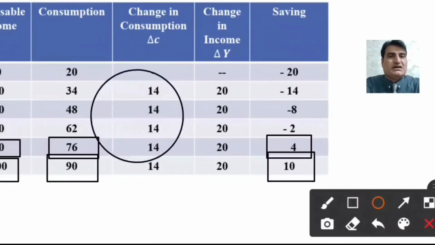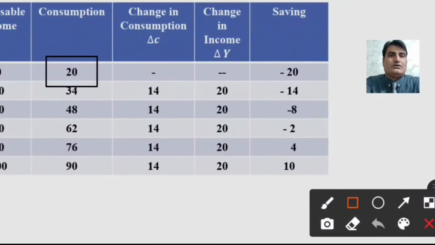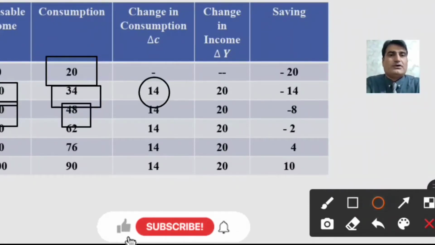This is the change in consumption, that is the marginal propensity to consume. The change in consumption means the proportion of additional income which is spent on consumption out of the additional income. The marginal change in consumption remains the same. How is it calculated? When the income is 0, the consumption is 20. When the income is 20, the consumption is 34. So 34 minus 20 equals 14.